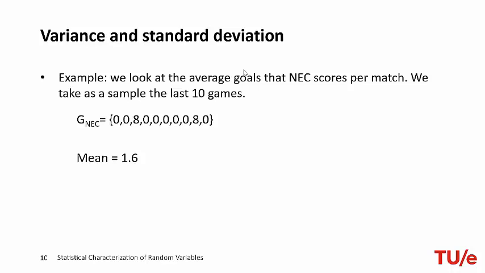To better understand the information provided by the variance or standard deviation, we can make an example similar to the previous case. Now we look at the average goals scored by NEC in the last 10 games, and suppose that NEC scored 0 goals in 8 occasions, while scoring a very high number of goals, 8 goals, in 2 other cases. In this case, the mean is 1.6. However, the same mean we obtained for the case of PSV, where we had a completely different number of goals per game.